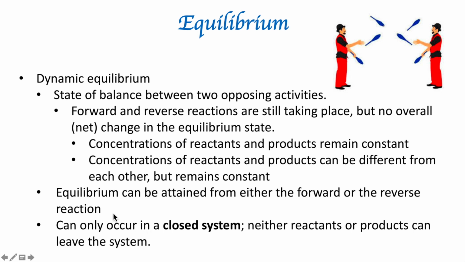So the equilibrium can be attained from either the forward or the reverse reaction. This can only occur in a closed system, so neither reactants nor products can leave the system. That's what I'm trying to show here with these two jugglers.